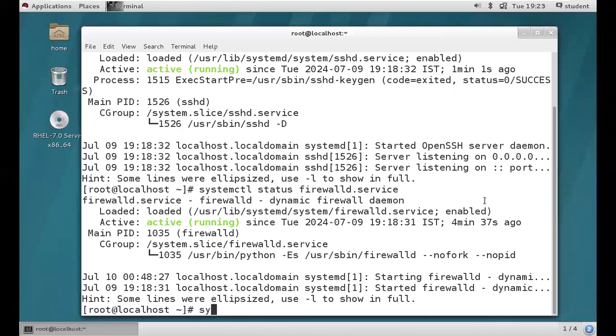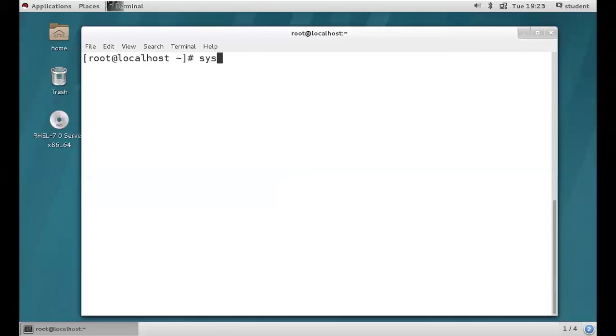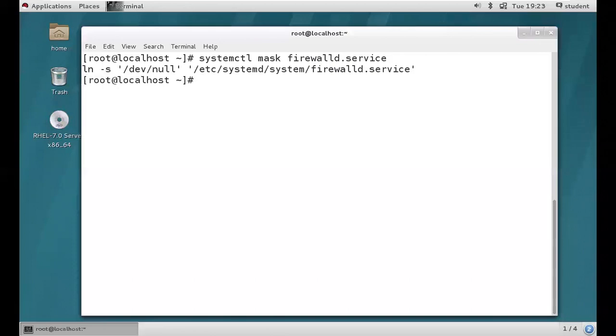Then what we need to do? systemctl mask firewalld. So a masked service is not going to start along with the boot time. It is not going to start manually. The service is assigned to whom? It's assigned to a null value. The service is available, but there is no use, null value.